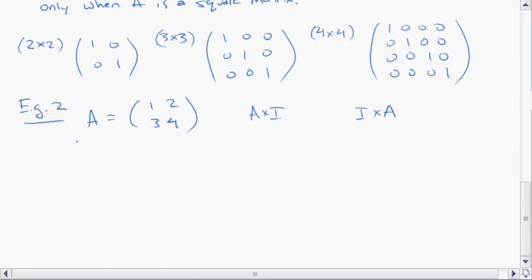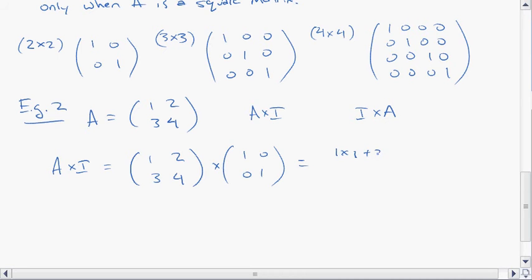So A times I is 1, 2, 3, 4 times 1, 0, 0, 1. So let's do this multiplication. Row 1 times column 1 is going to be 1 times 1 plus 2 times 0. Row 1 column 2 is going to be 1 times 0 plus 2 times 1. Row 2 column 1 is going to be 3 times 1 plus 4 times 0, and row 2 column 2 is 3 times 0 plus 4 times 1.